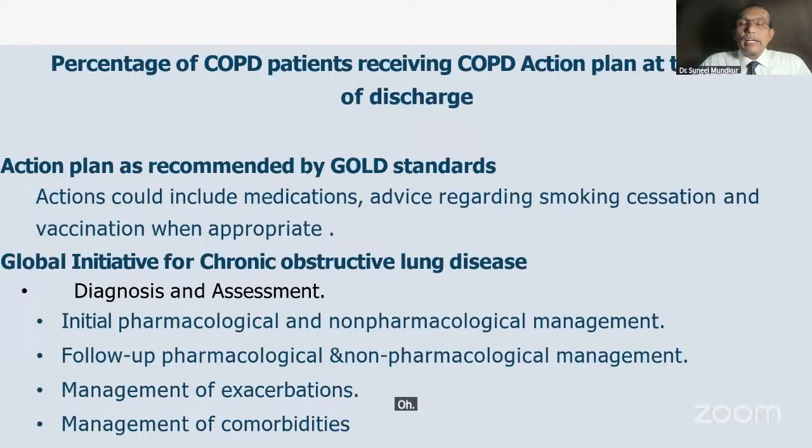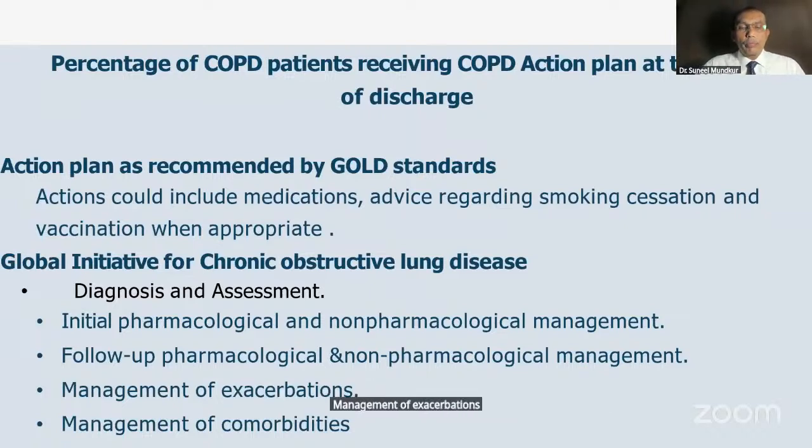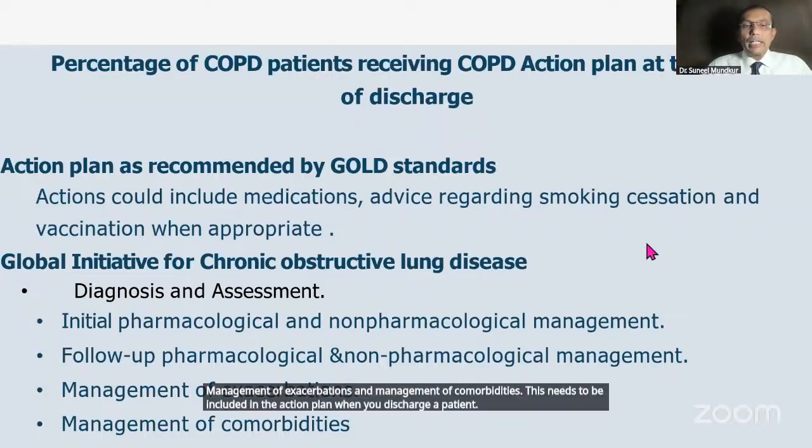Now the NABH standard also tells that you need to follow GOLD standards. Actions could include medications, advice regarding smoking cessation, and vaccination when appropriate. GOLD stands for Global Initiative for Chronic Obstructive Lung Disease, where it says that you should have a diagnosis and assessment, initial pharmacological and non-pharmacological management, pharmacological and non-pharmacological management of exacerbations, and management of comorbidities. This needs to be included in the action plan when you discharge the patient, and address each one of them.